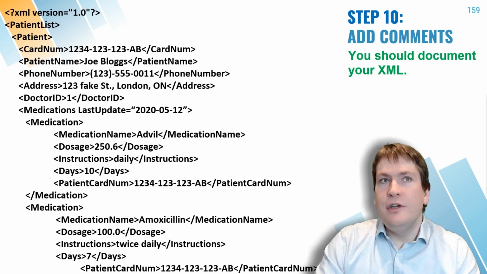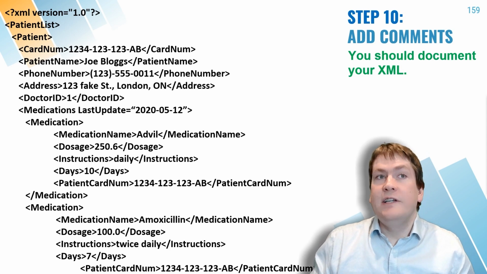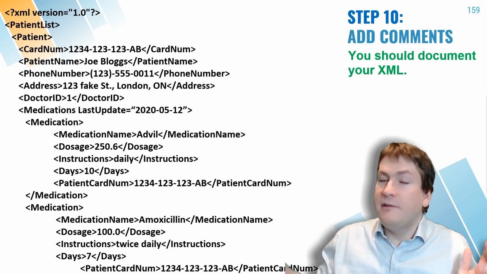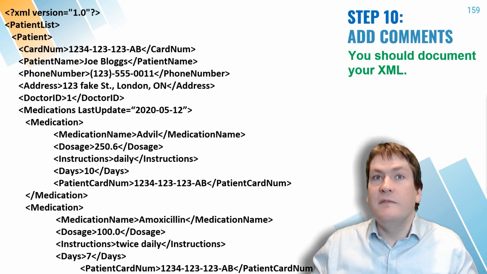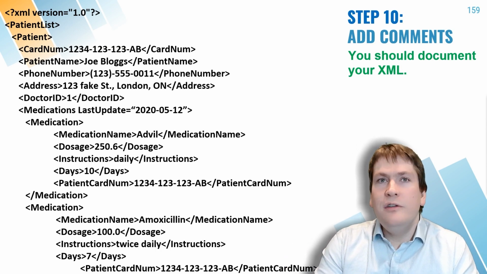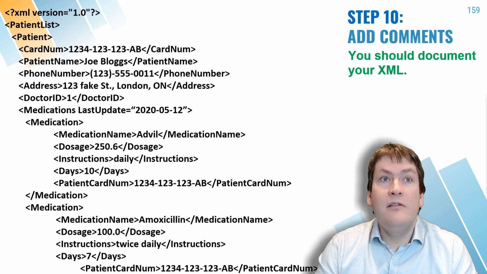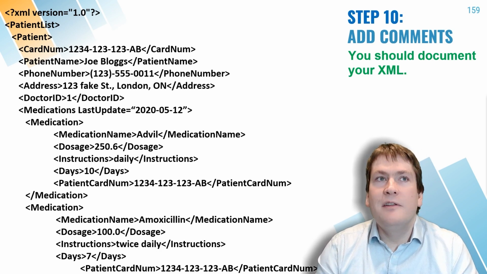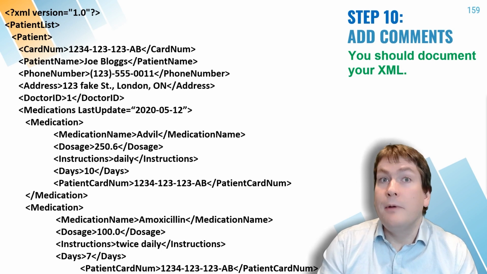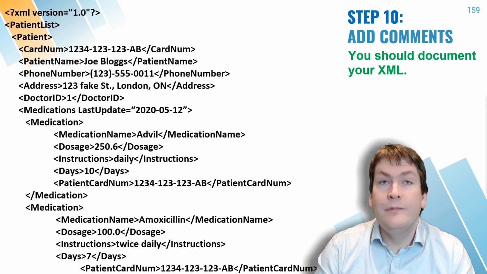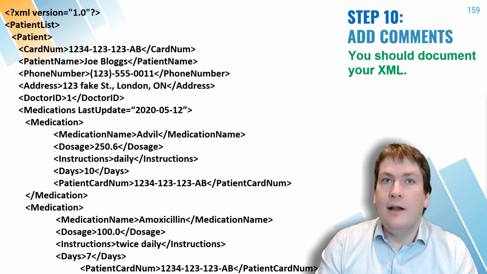So one last thing we should do is, this is fine. We have all our data in, we have our XML. We're going to have to validate it, but we think that it's valid. But we should also document this. So we might come back to this document in a few years, and we might not know what card num is, for example, or we might not even know why we created this document in the first place. So we want to add documentation and comments.